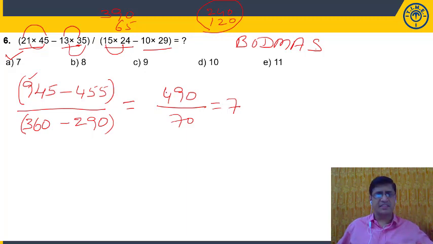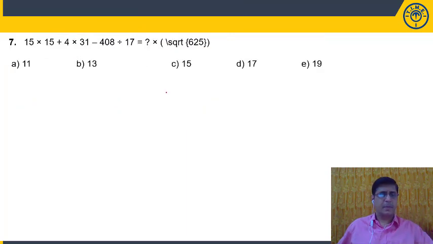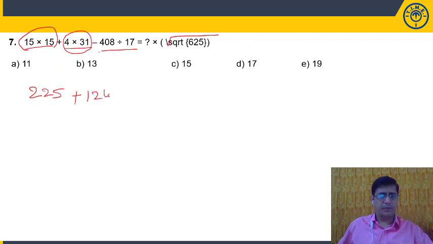Okay, now look at the next example on your screen. This is the one part. 15 into 15 plus 4 times 31 minus 408 divided by 17 is equal to question mark into the square root of the square root of 625. Yes, my dear students, 15 into 15 is equal to 225, as a well-known, familiar value. 4 times 31 is 124.